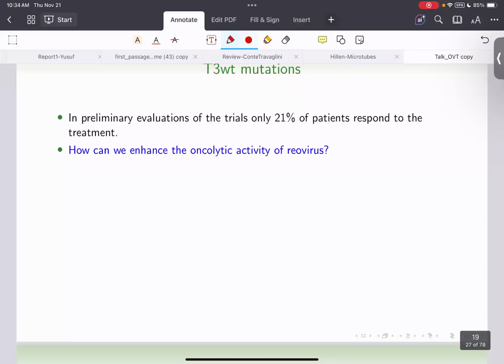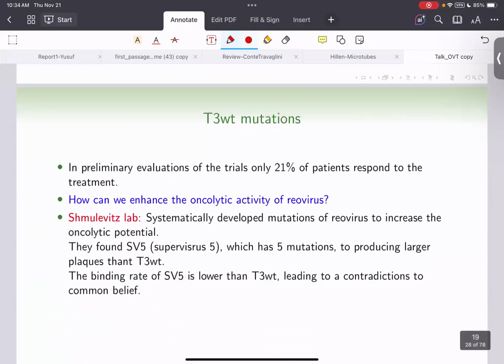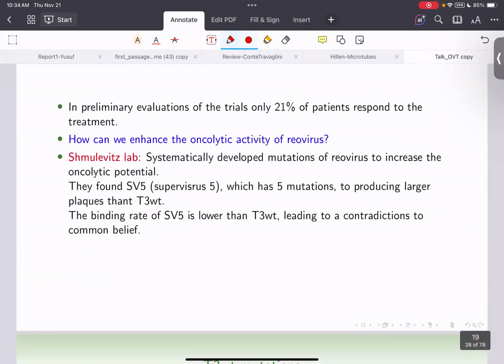And the question is, how can we enhance the oncolytic activity of the reovirus? This is a question the Shmulewicz lab had, and they systematically developed mutations of the reovirus to increase their oncolytic potential. Among these many mutations, they found one, which they call supervirus 5, which has 5 mutations. And this seems to be producing larger plaques, meaning it infects more cancer cells than the wild type.